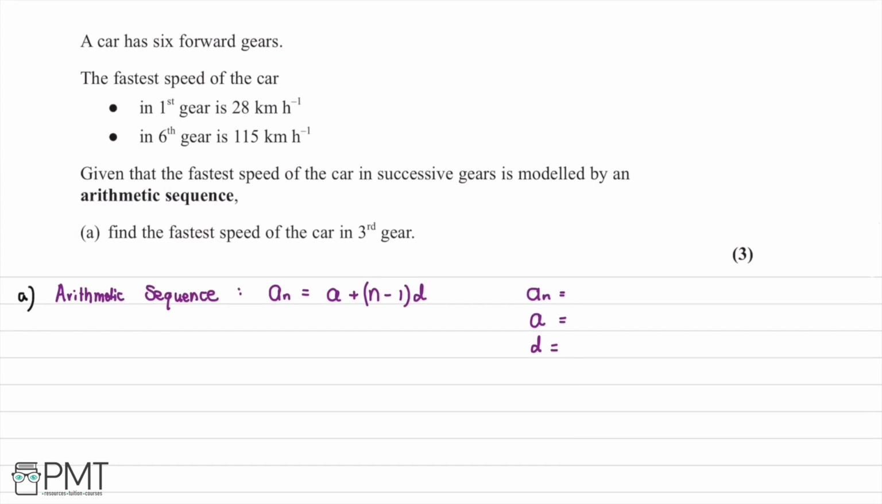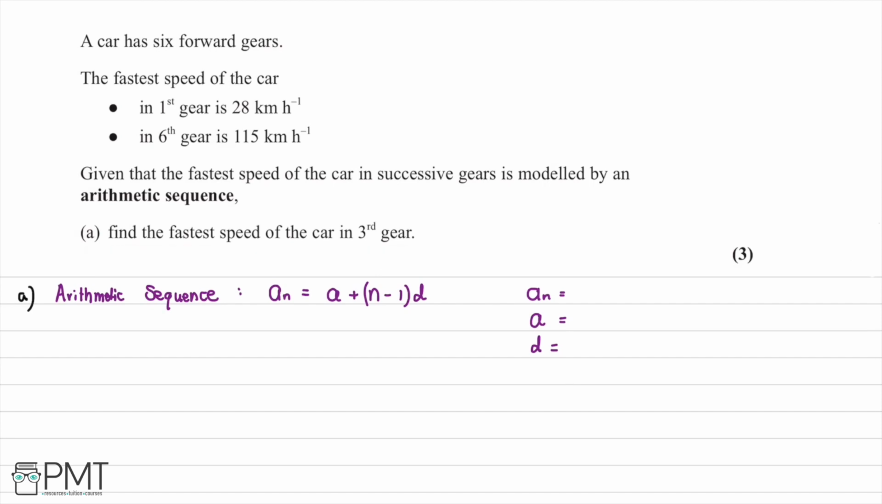So in part A of this question, we're told that a car has 6 forward gears, and we're told that the fastest speed of the car in first gear is 28 kilometers per hour, and in sixth gear, it's 115 kilometers per hour. Given that the fastest speed of the car in successive gears is modeled by an arithmetic sequence, we're asked to find the fastest speed of the car in the third gear.